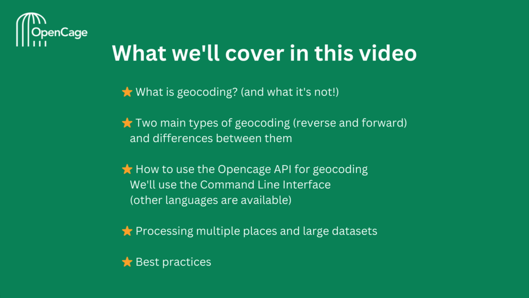We will use the command line interface tool in this tutorial. However, OpenCage supports many languages, including JavaScript, PHP, and Ruby, so you're free to use the language of your choice. We'll also briefly look at processing multiple places and large datasets. Finally, we'll cover some best practices to help you get the most out of the OpenCage API. Let's begin by defining geocoding.